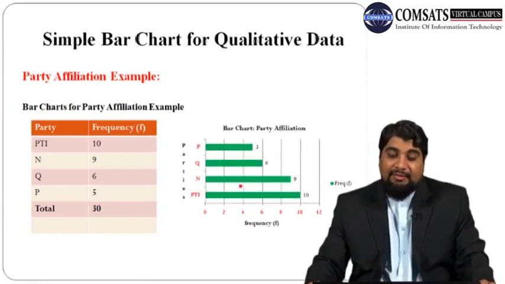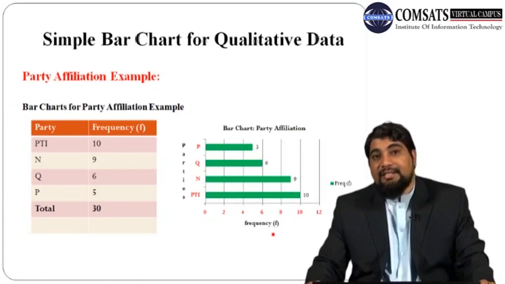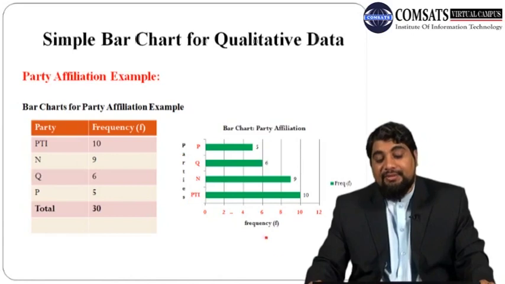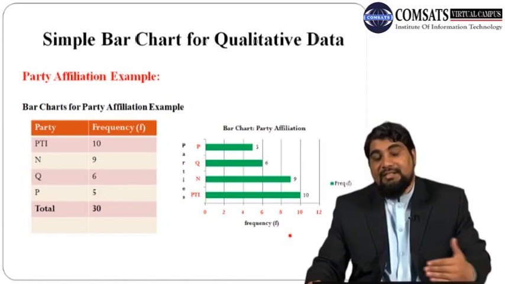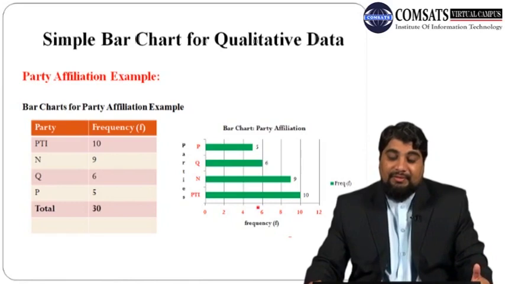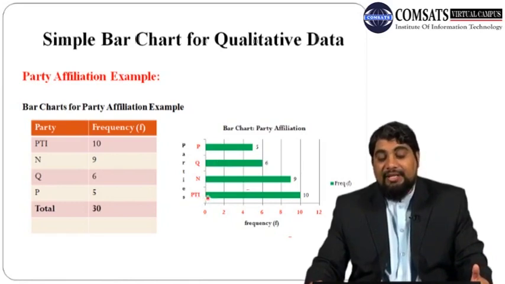So here I have just shifted the x and y axis. Now parties are taken along the y-axis and frequencies are taken along the x-axis. So sometimes the bars are drawn in horizontal direction instead of vertical direction. Here again the PTI, its frequency is 10. PMLN, its frequency is 9, which lies between 8 and 10. And similarly PMLQ, its frequency is 6, and PPP, its frequency is 5, which lies between 4 and 6.